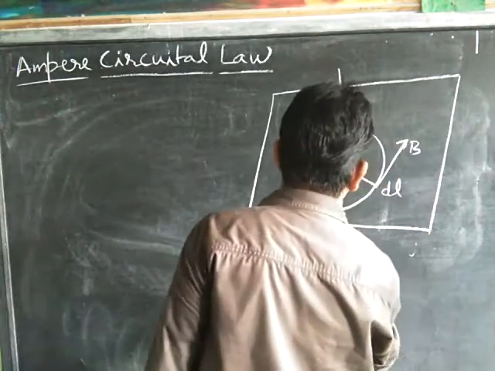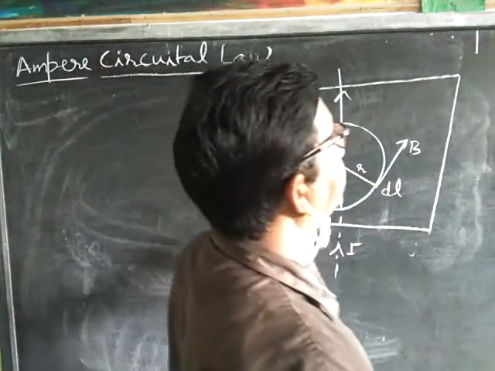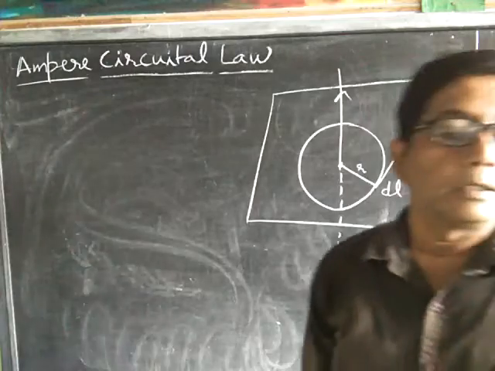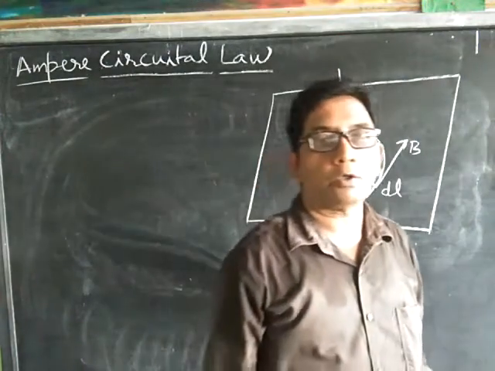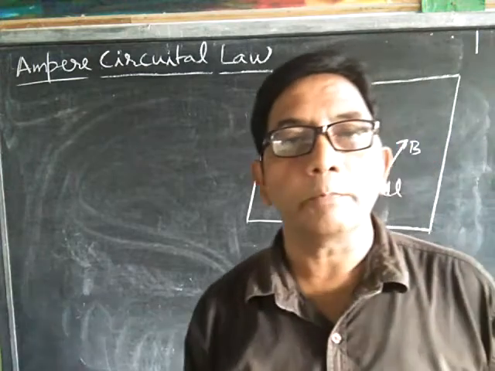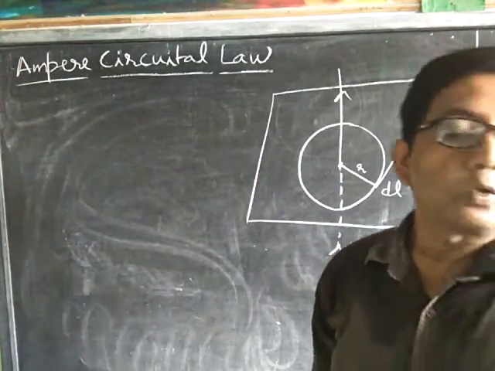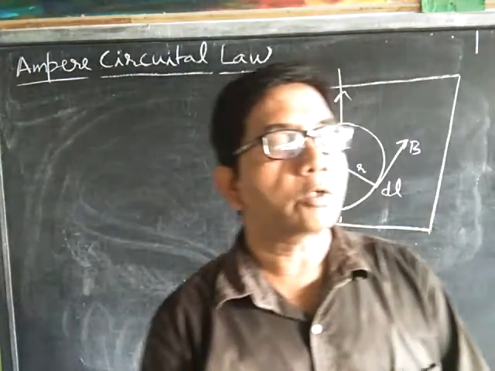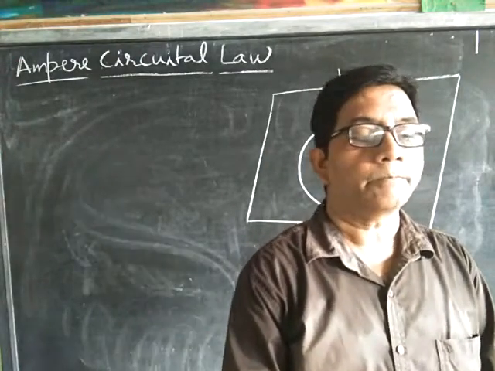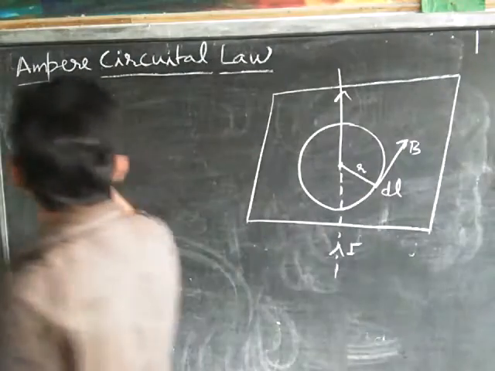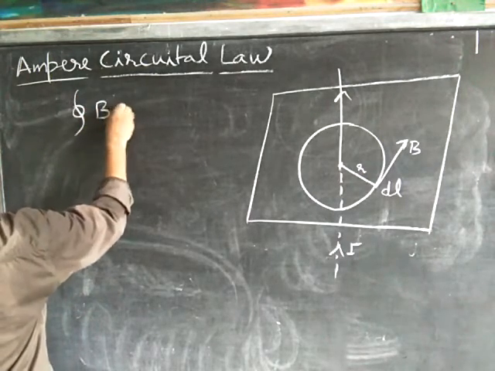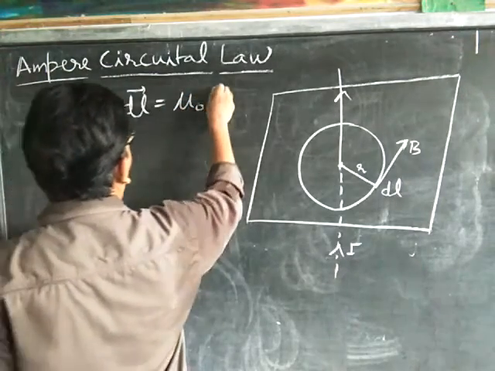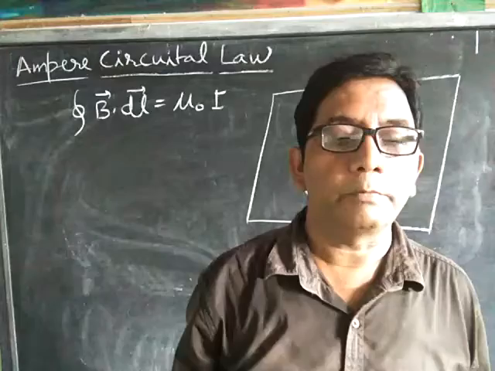What is Ampere's circuital law? The line integral of magnetic field B around any closed circuit is equal to mu 0 times the total current passing through that circuit, that is, B dot dl is equal to mu 0 I. Mu 0 is the permeability of vacuum.